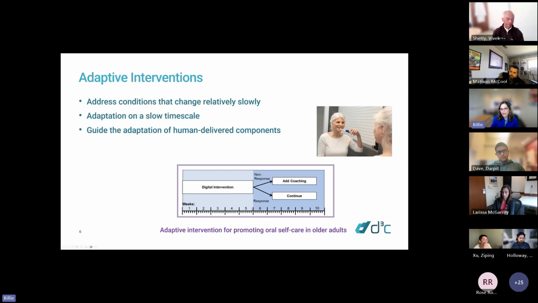It happens 5 weeks after program initiation. It's because we're trying to address conditions that change on a slow time scale. We're trying to address early signs of non-response to the digital intervention, which we expect to unfold over 5 weeks. That's why we adapt the intervention 5 weeks after program initiation. Okay, so that's an adaptive intervention.